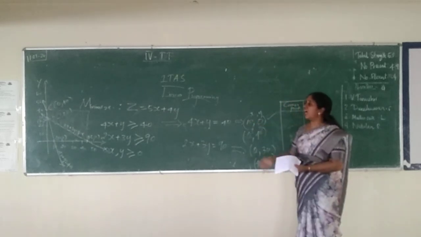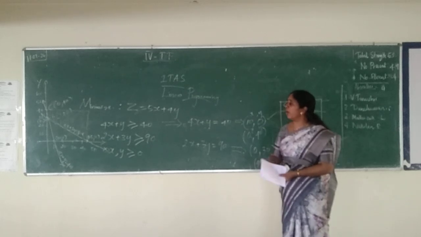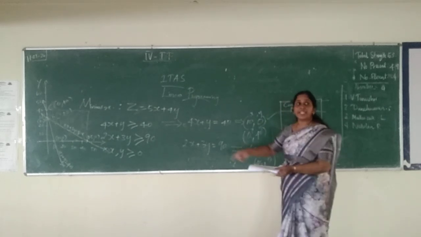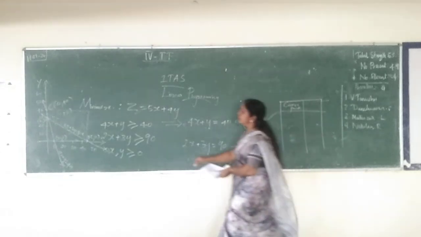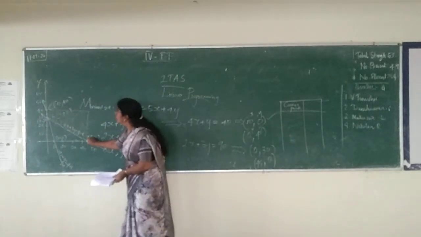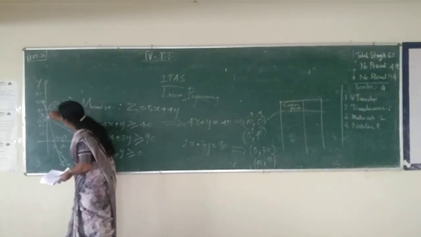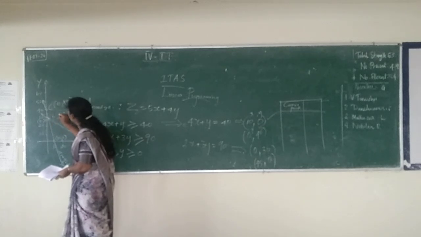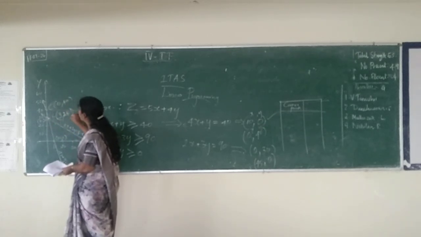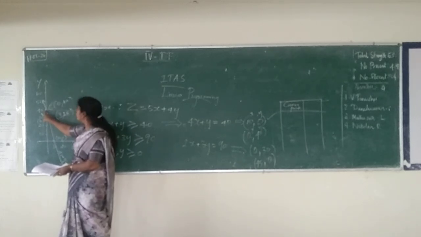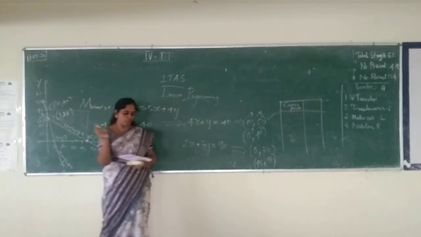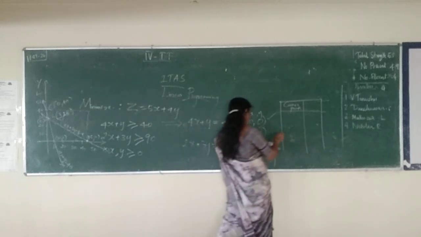Okay, we have three corner points here. The point A is 45 comma 0. The B value is this point, 3 comma 28. And the C value is 0 comma 40. So take these three corner points.